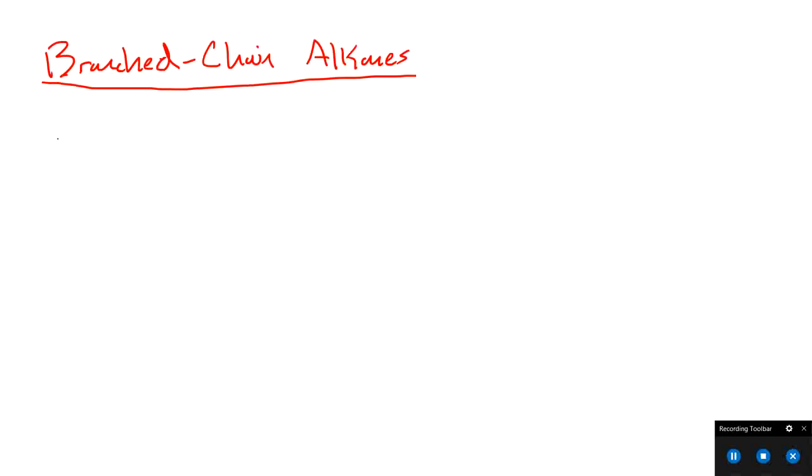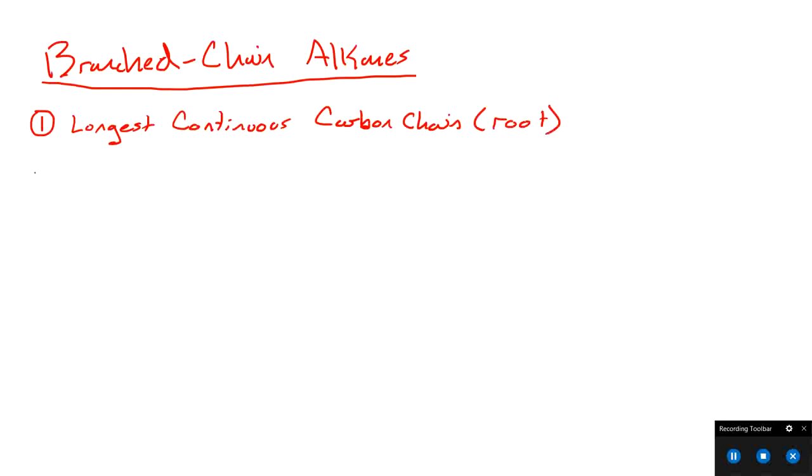So to name branched chain alkanes, there's a couple of steps. Step 1, identify the longest continuous carbon chain. That's going to form the basis of our name. That's going to be our root word that we use, whether it's meth, eth, prop, but, hex, any of those.